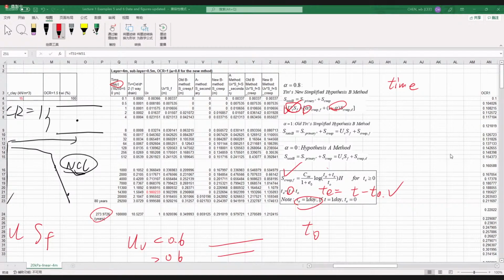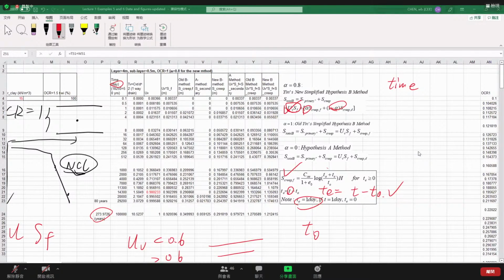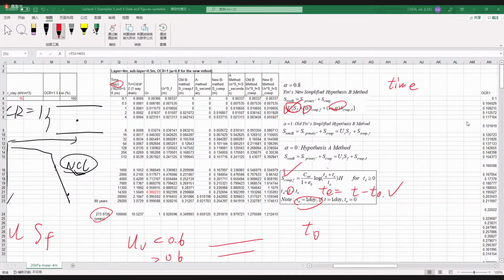Let's move to example 7. Example 7 is actually a very comprehensive example. It's a very important example for you to go through the calculation process, okay? I hope that after today's lecture or tutorial, you can go through it by yourself, one or two times, to understand each procedure, okay? This one is very important.